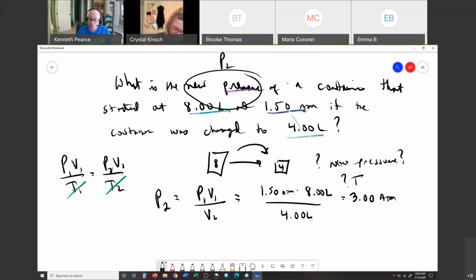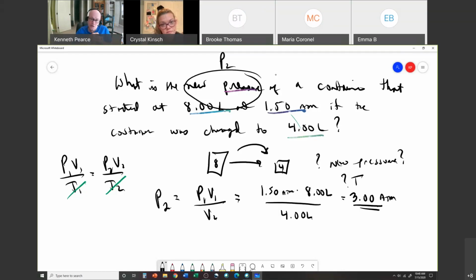And so sure enough, if you take an 8-liter container with a piston on it, and you just squeeze it, you're going to double the pressure. If you reduce the volume by half, you're going to double the pressure. And that's what we did. We reduced the volume by half, and so we doubled the pressure.